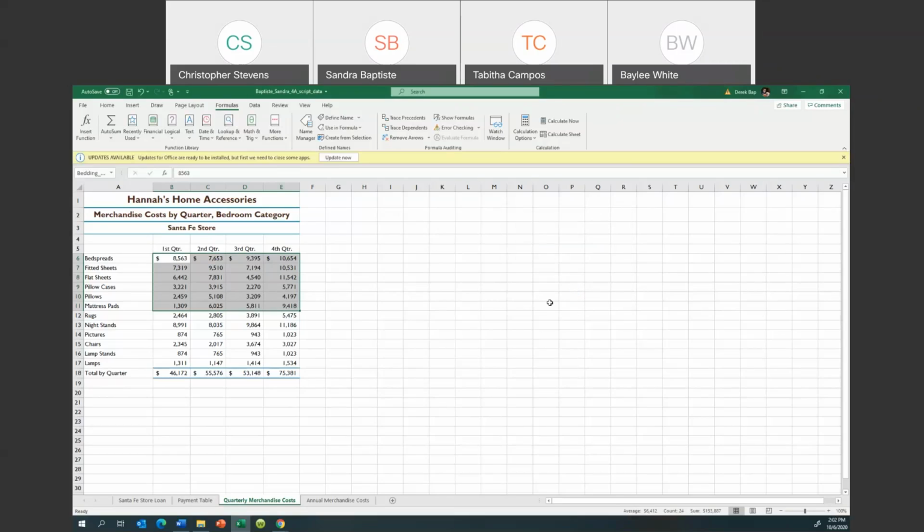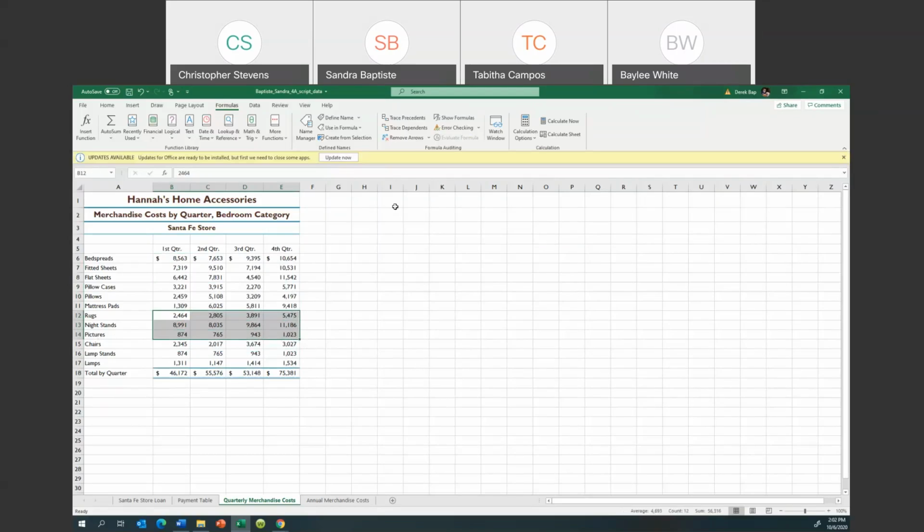Now you'll notice in the name box, in the corner at the top there, it says bedding costs. All right. We want to do that for some other items. We're going to look at some accessories now. So let's select B12 to E14. Yep, 14. B12 to E14. Cool. These are all going to be accessory costs.